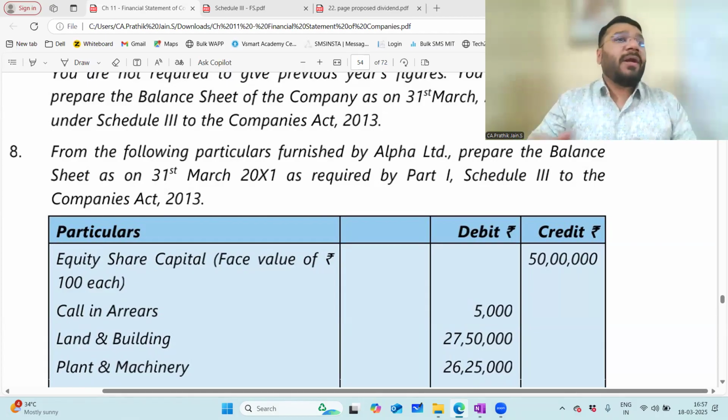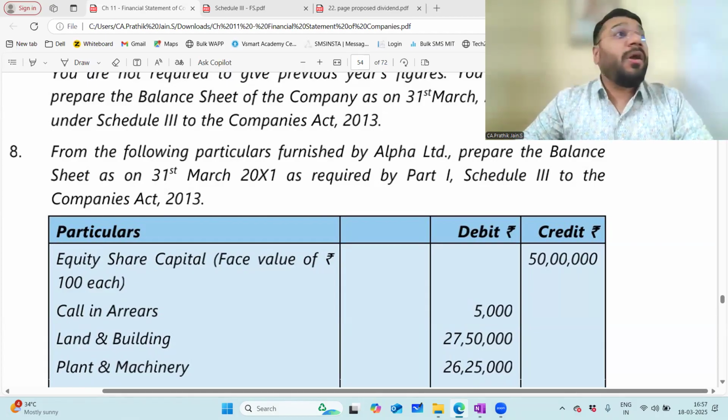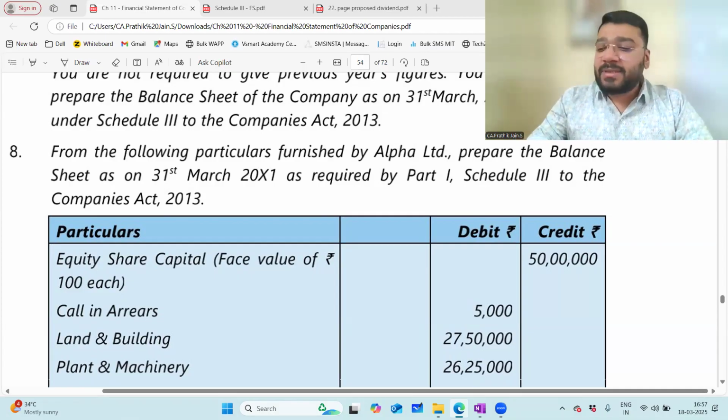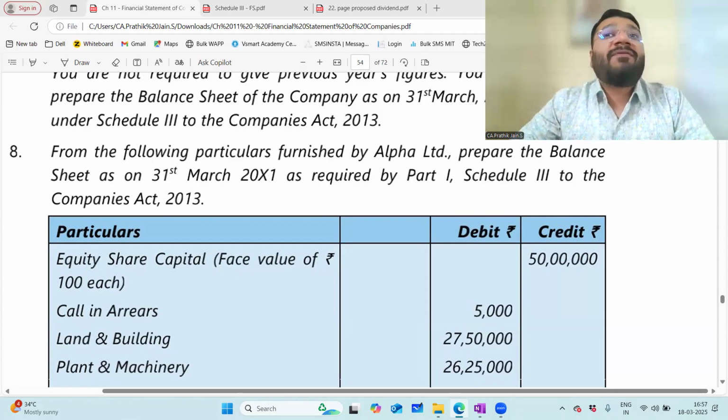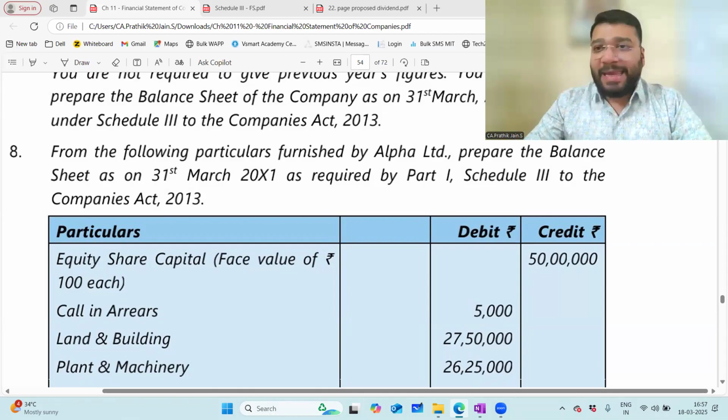So, guys, we're doing this chapter called preparation of the financial statement for companies. In last class, we have discussed illustration 5 and illustration 7. So today we'll be heading forward to illustration number 8.